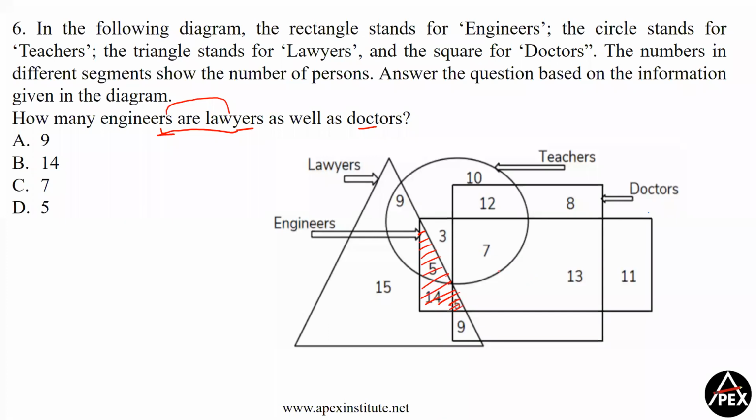So this will be the region common to engineers and lawyers. Okay, and doctors. So the final region should be common to doctors also. Doctors is represented by square. So among these three regions, this is not common to square. This 5 is the intersection of triangle, rectangle, and square, isn't it? So the answer for this question should be 5. Clear? Quick responses.